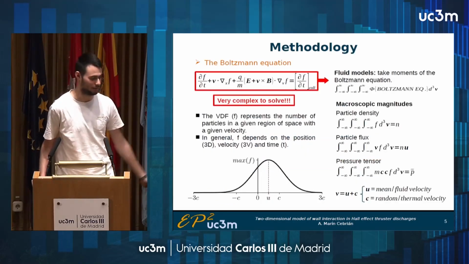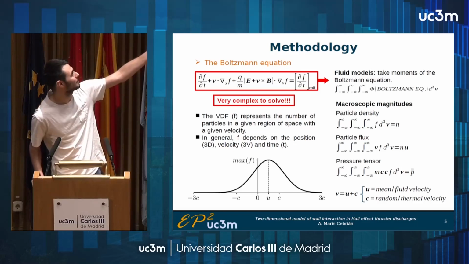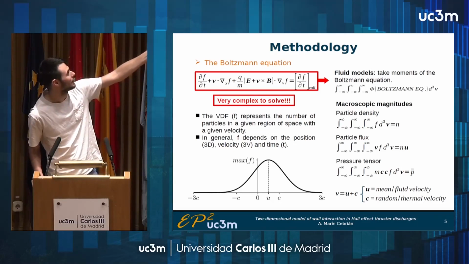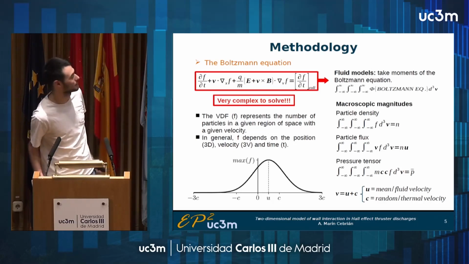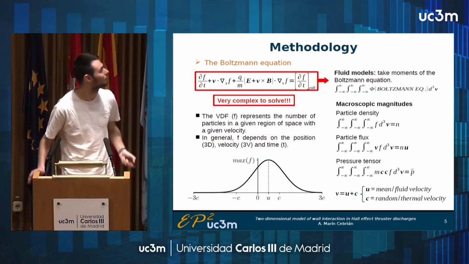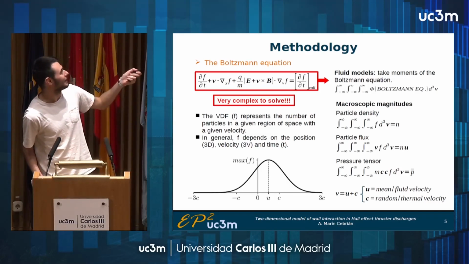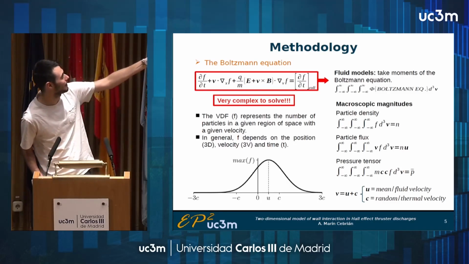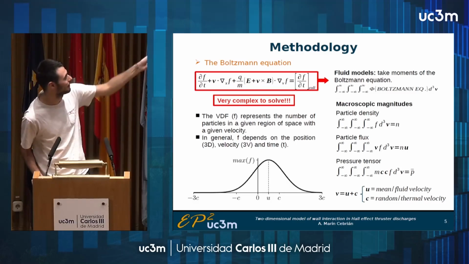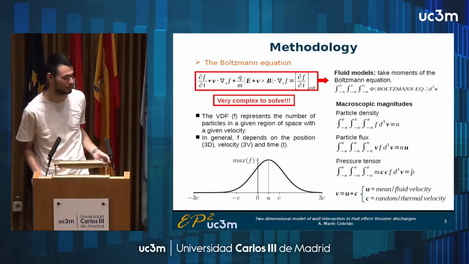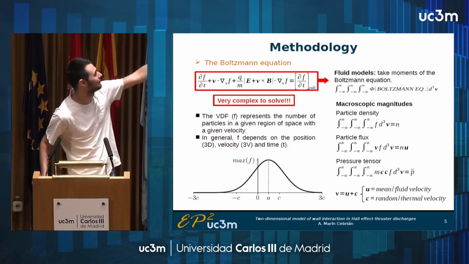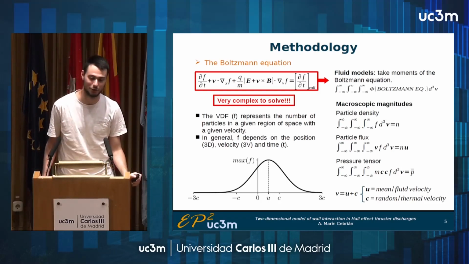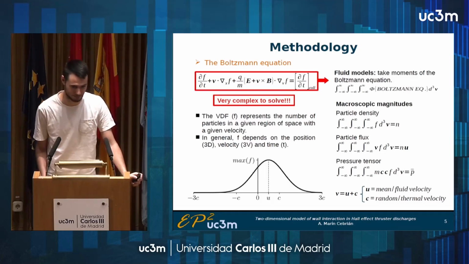So what have people done? This is the governing equation for the plasma, which is the Boltzmann equation, where you have this f, which is the velocity distribution function, the unknown that we want to solve. But this is very difficult because this velocity distribution function represents the number of particles in a given region of space with a given velocity. So in general, this f variable depends on the 3D position and the 3D velocity, so it depends on 6 dimensions. Plus time, it makes 7-dimensional. So it's very difficult to solve this problem.